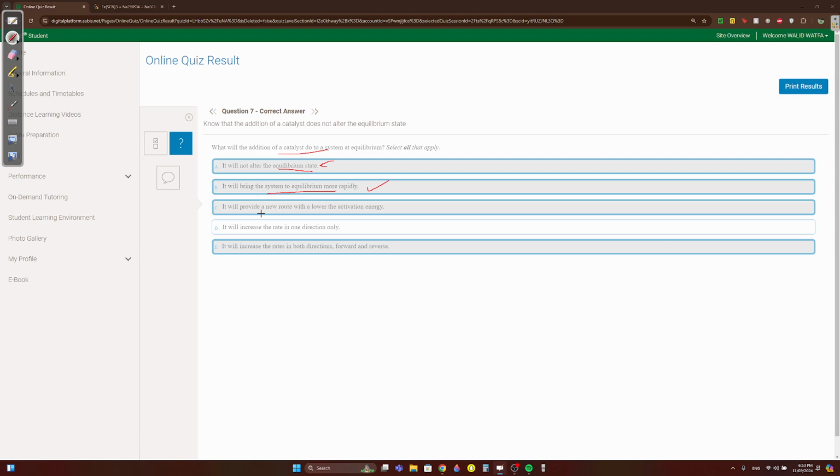And what does a catalyst generally do? We know that it provides a new route with lower activation energy. Will it increase the rate in one direction? No, we know it increases both the forward and the backward, the forward and the reverse.